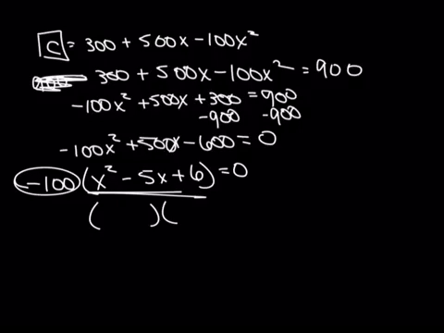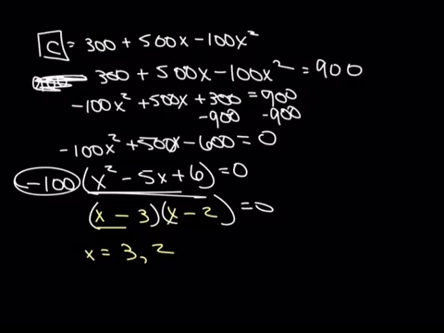Now we're going to make 2 binomials. So we have an x and an x. 3 times 2 is 6. Negative 3 plus negative 2 gives me a negative 5. Negative 3 times negative 2 is a positive 6. So my x equals 3 and 2. Okay? So, our solutions are 2 and 3.